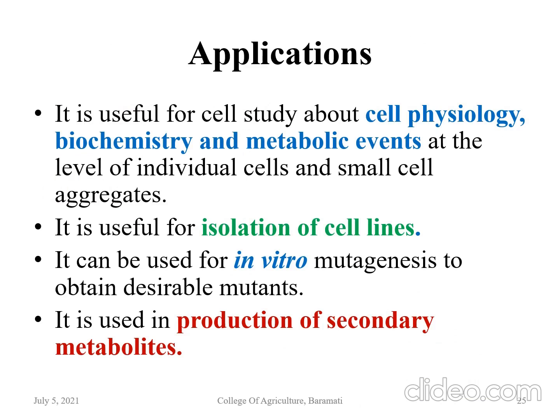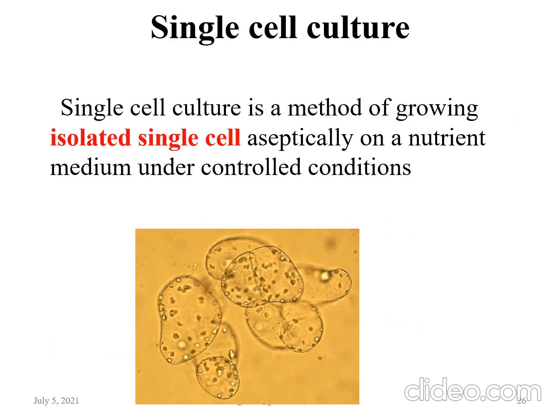Why this suspension culture is important is usually for studying the cell physiology, biochemistry and metabolic events at the level of individual cells and small cell aggregates. It is also useful for isolation of pure cell lines. It can be used for in vitro mutagenesis to obtain desirable mutants and for production of secondary metabolites.